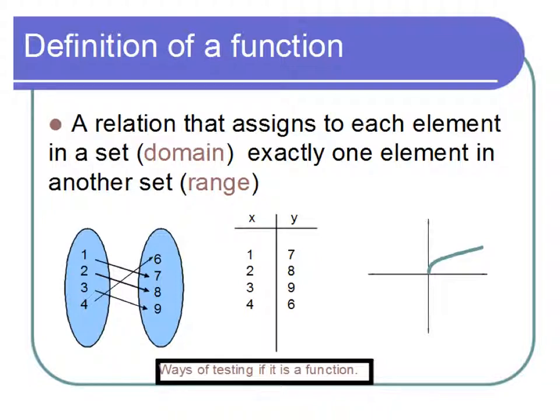Okay, if you're looking at a table, basically what you're saying is you can't take 1 to go to 7 and then also take a 1 to a 6. So I shouldn't ever see my x's repeat here. If the x's repeat, then that's not going to end up being a function.